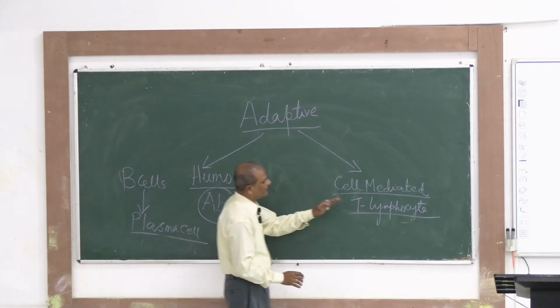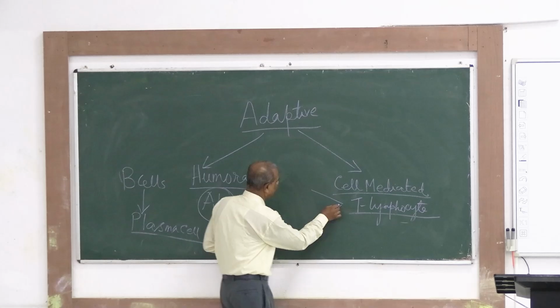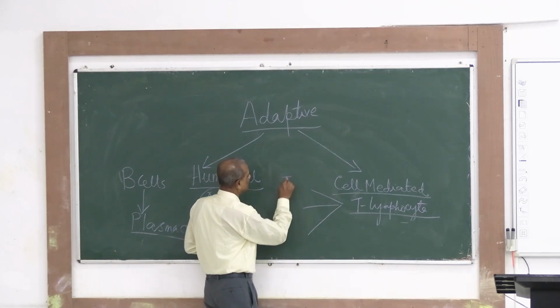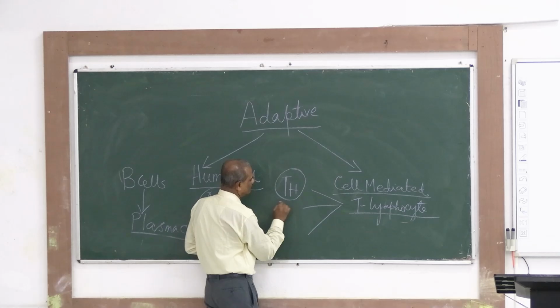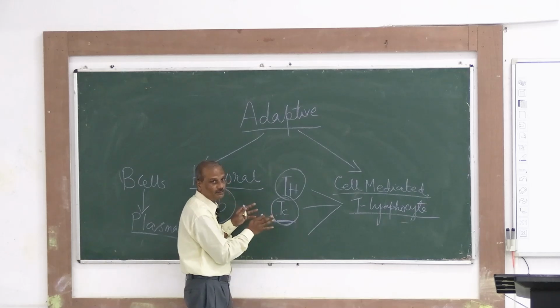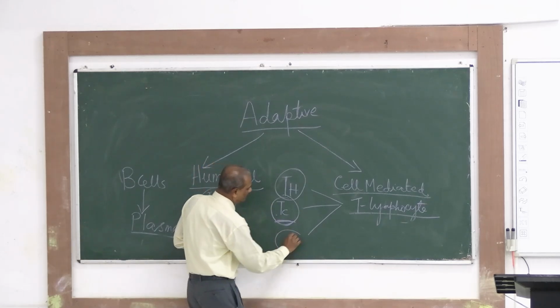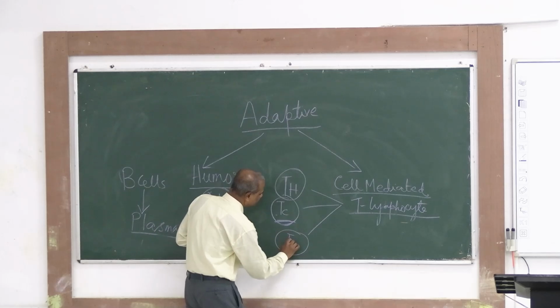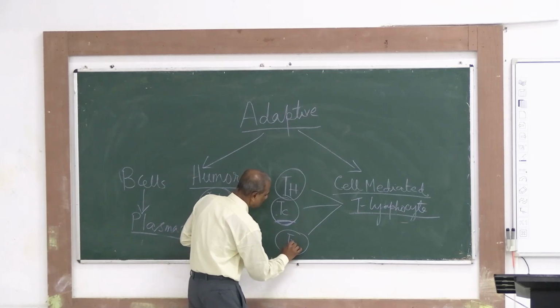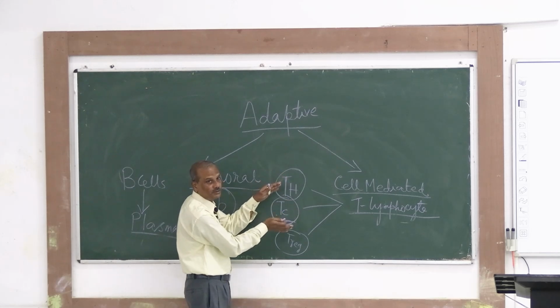So, there are three types of T cell. One is the helper T cell, T helper cell, then the T cytotoxic cell. This T cytotoxic cell basically kills the bacteria or virus, and there is one called the T regulatory cell. This regulates the cell-mediated immunity.